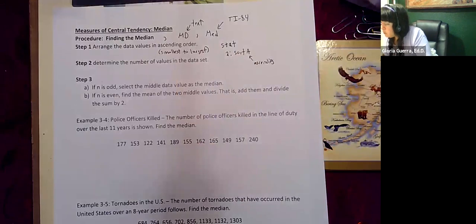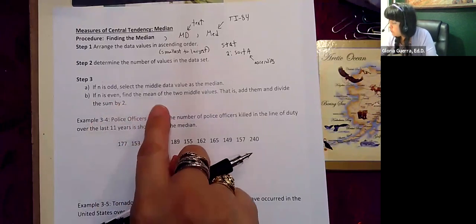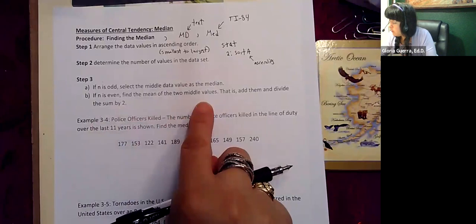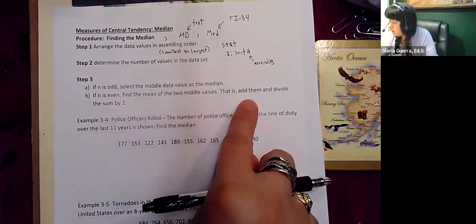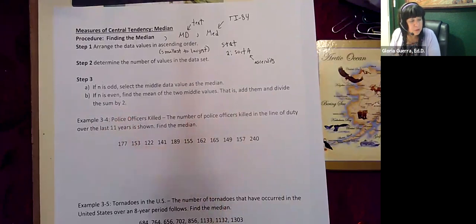Then you want to determine the number of values in the data set. If you have an odd amount, you select the middle data value as the median. So if you have an odd amount, you just have one middle number. But if you have an even amount, you want to find the mean of the two middle data values. That is, you add them up and divide by 2. So you take the average, okay?